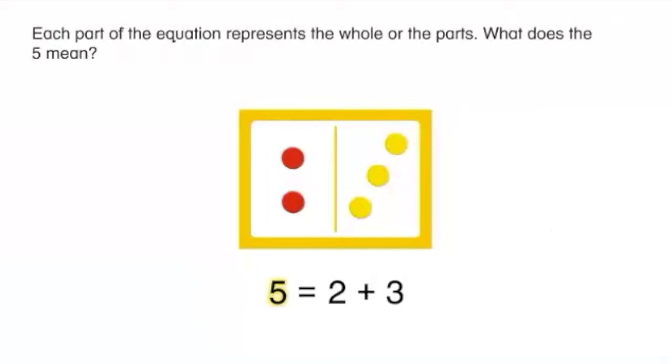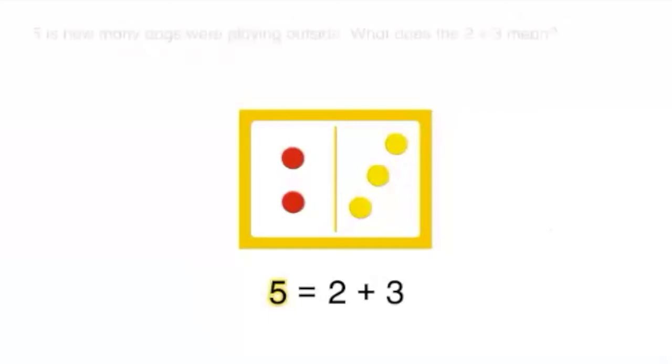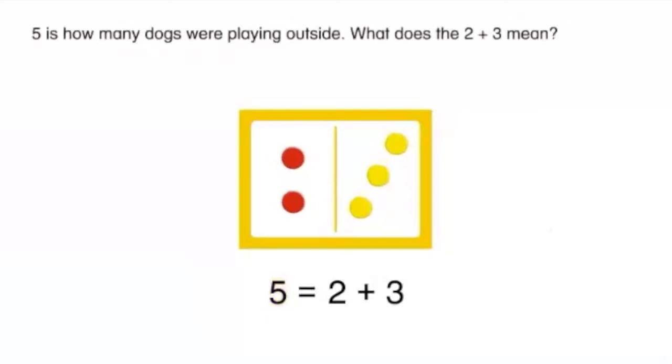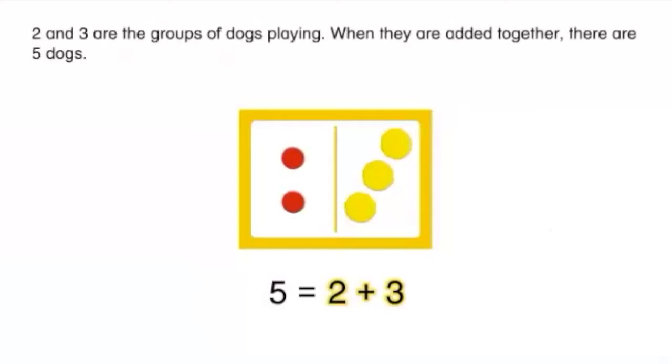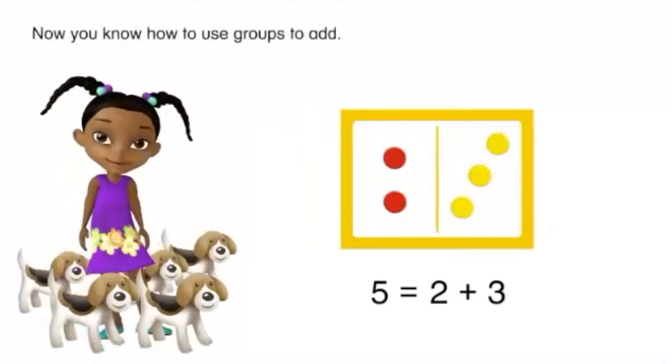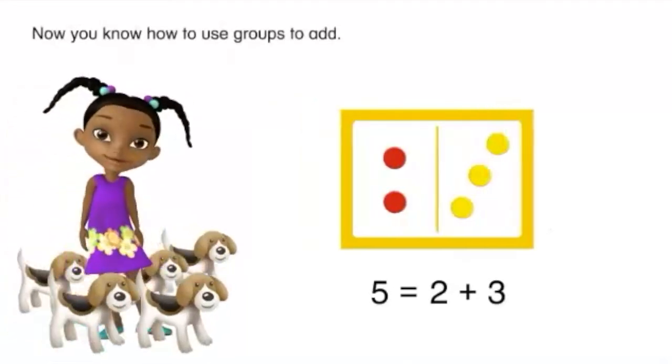What does the 5 mean? 5 is how many dogs were playing outside. What does the 2 plus 3 mean? 2 and 3 are the groups of dogs playing. When they are added together, there are 5 dogs. Now you know how to use groups to add. Thanks for watching my video. Now let's get started on practicing some of these problems together.